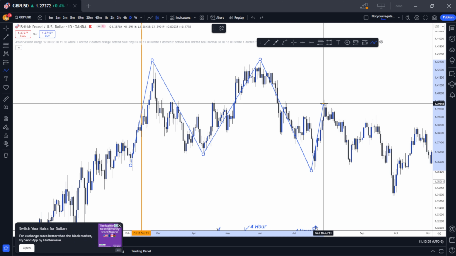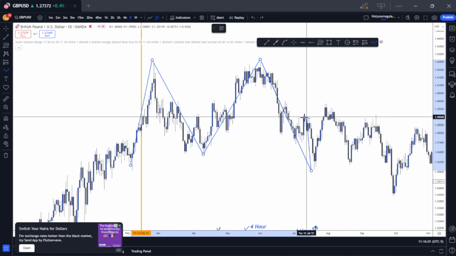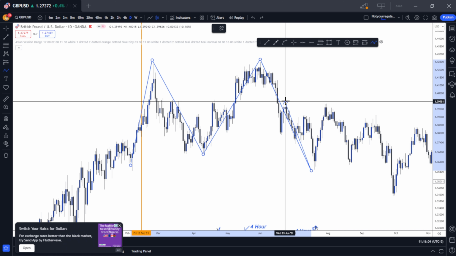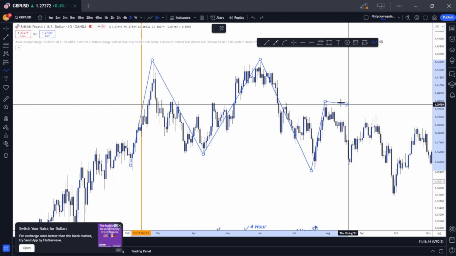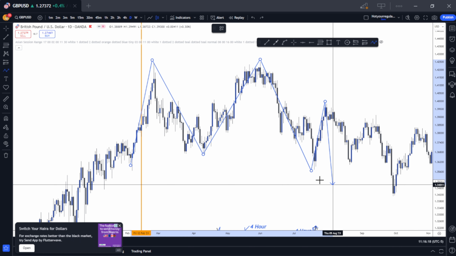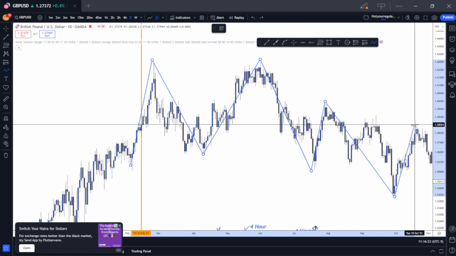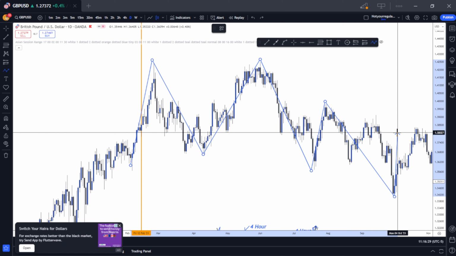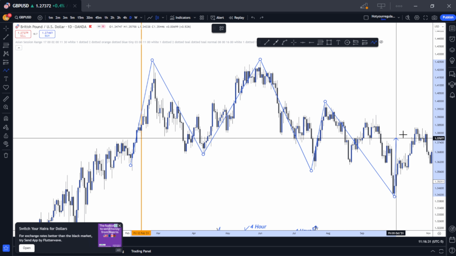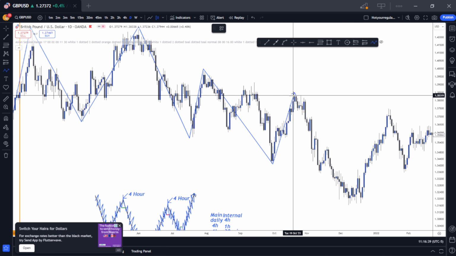Then price came back up, took out this internal structure, this internal lower high, mitigated the right order block here, and gave us our new lower high. Then that's our main structure lower high. Then it started selling again to take out this main structure lower low here. Then it gave us a pullback again. Look how this internal structure lower high mitigated the right order block here, gave us our lower high, sold off again.